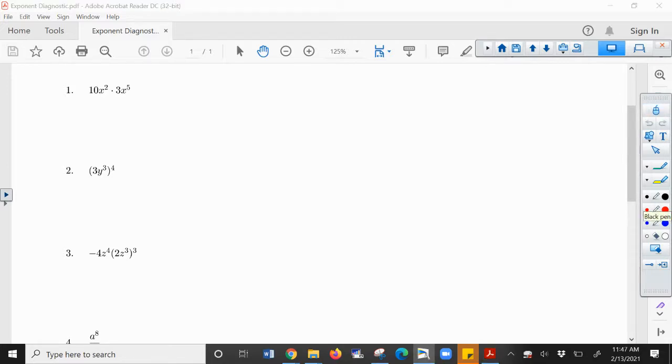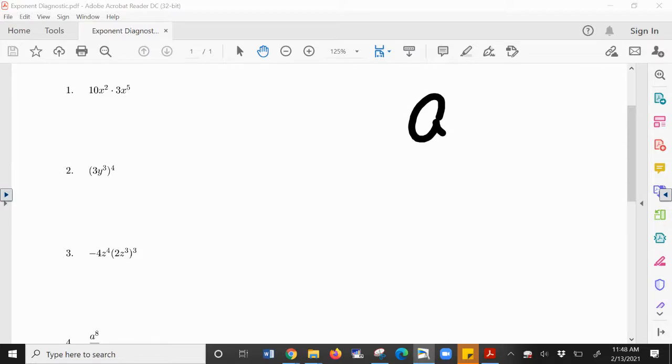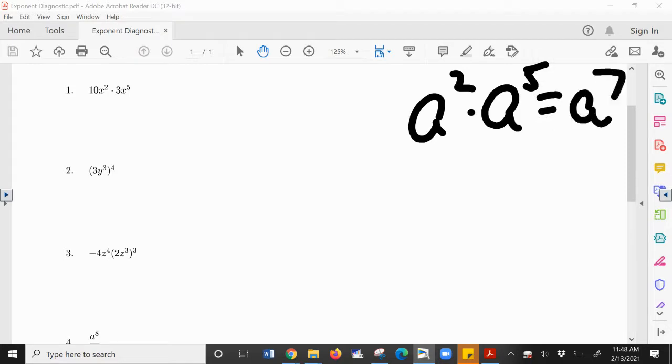All right, well, there's a couple rules that you need to know about exponents. One is if you have two numbers with the same base, like for instance, if I had a to the second times a to the fifth, I would add those exponents together to make a to the seventh, because you got two a's here and five a's here. That makes seven a's. So in multiplying two numbers with the same base, you add the exponents.